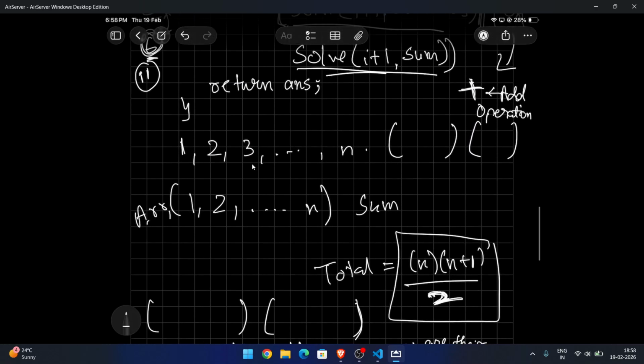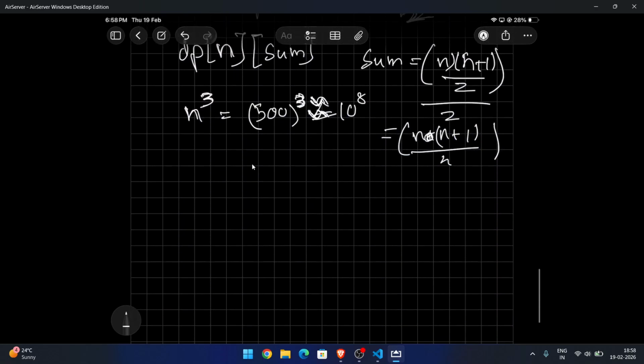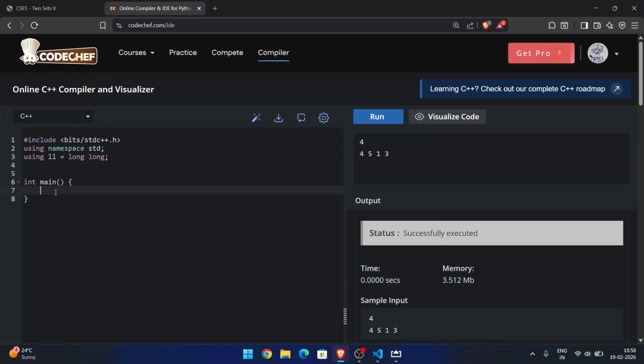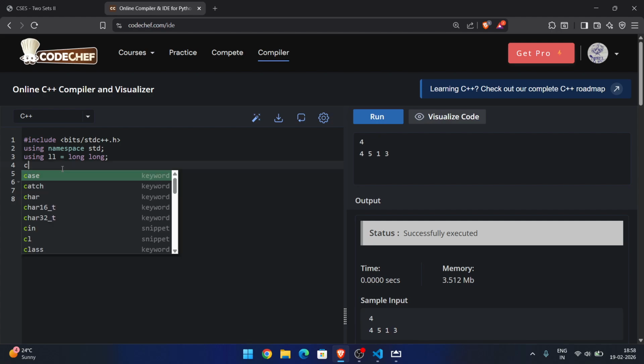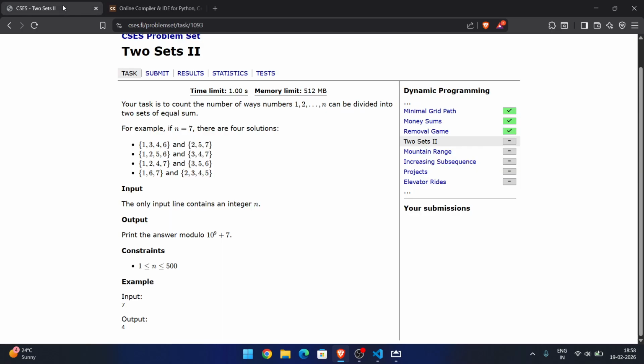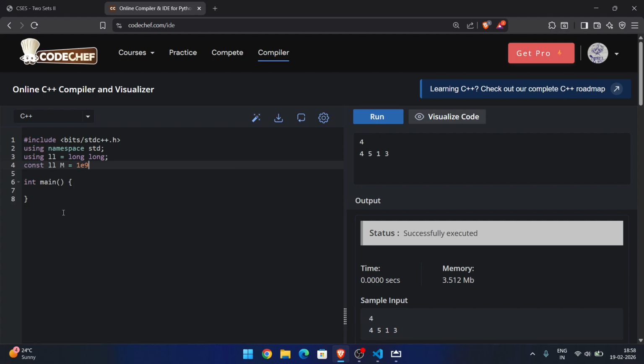Okay, now for the iterative approach, let's directly code that in the code base. Okay, so here we will require a mod. What should be the mod? 10 to the power 9 plus 7.